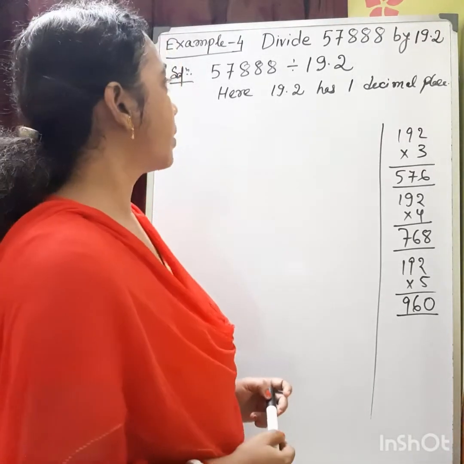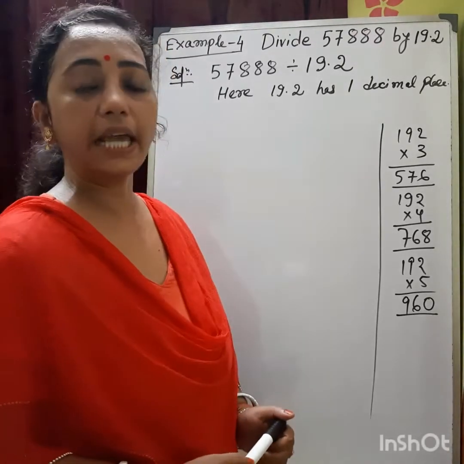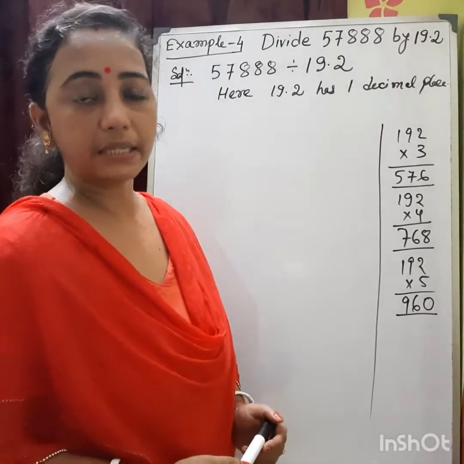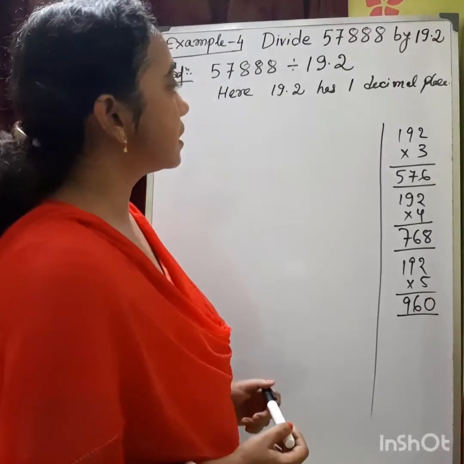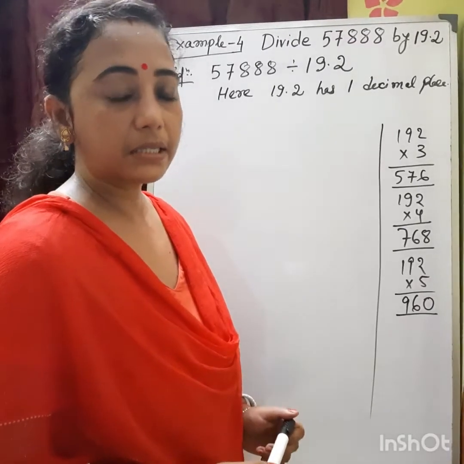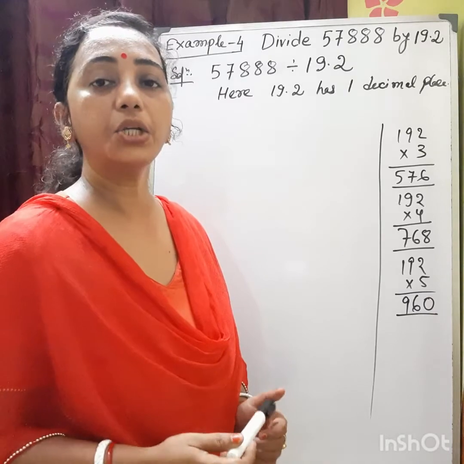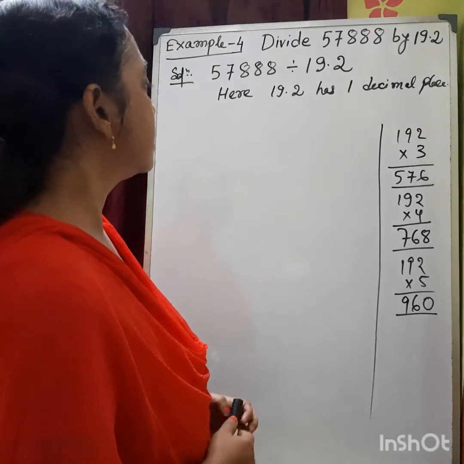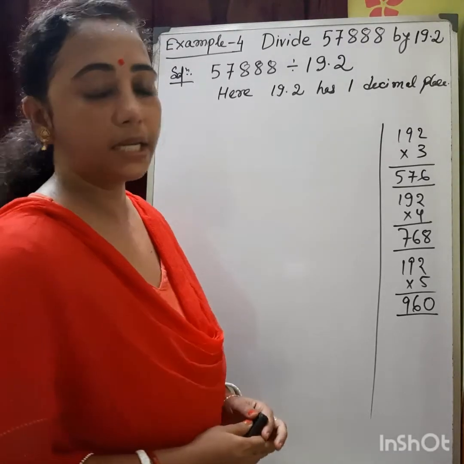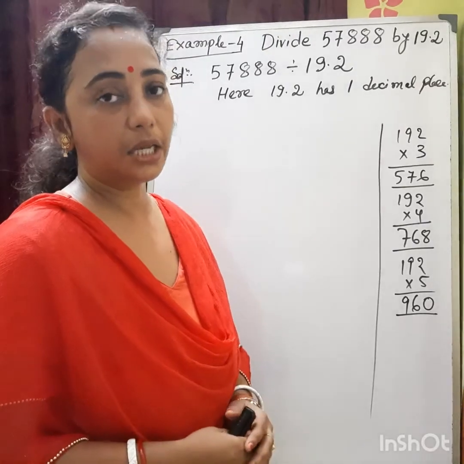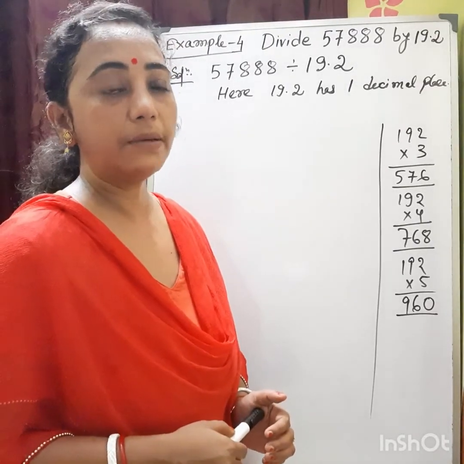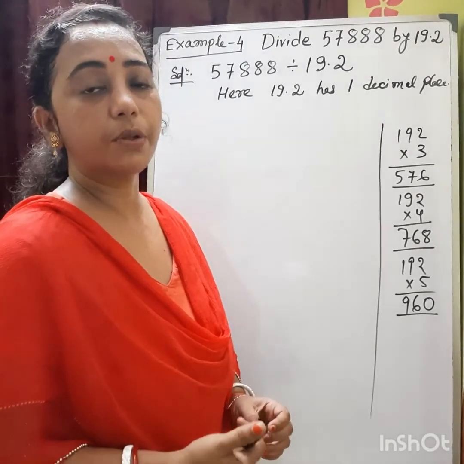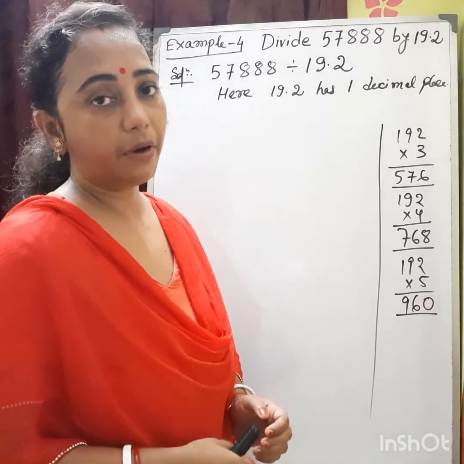Now let us do another question: divide 57,888 by 19.2. Here the divisor is a decimal number and the dividend is a whole number. So first, we have to convert the divisor into a whole number, then we will proceed for the division. As the divisor, that is 19.2, has one decimal place, to convert the divisor into a whole number we need to multiply the divisor by 10. In this case, we will multiply both the dividend and divisor by 10.